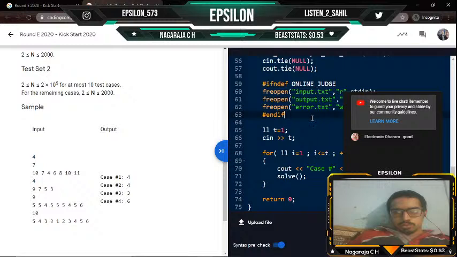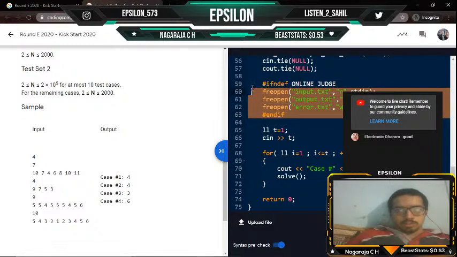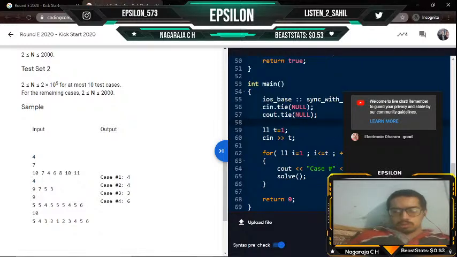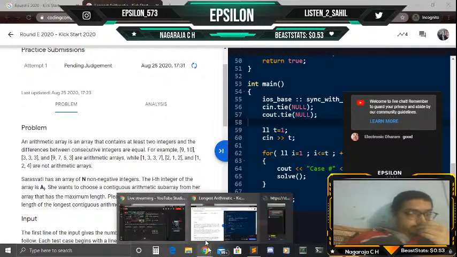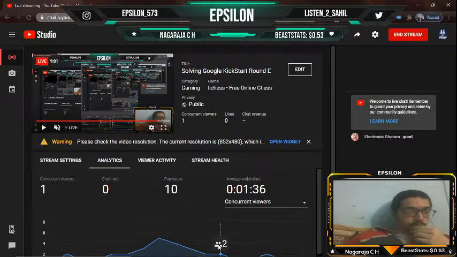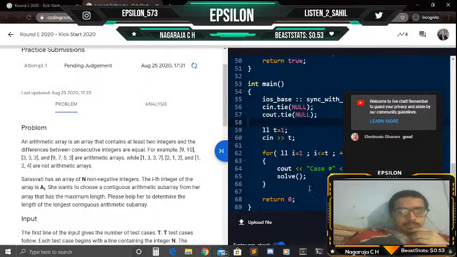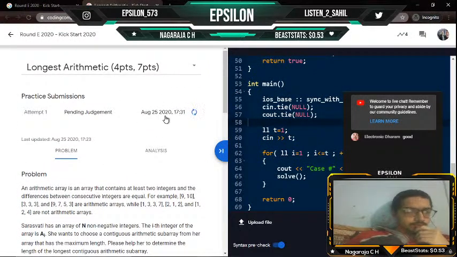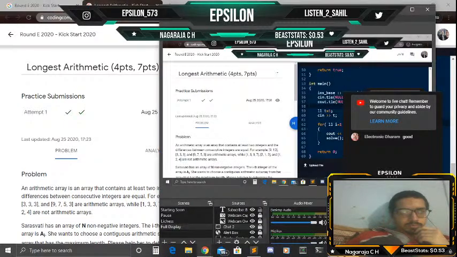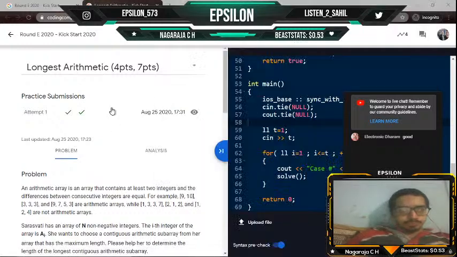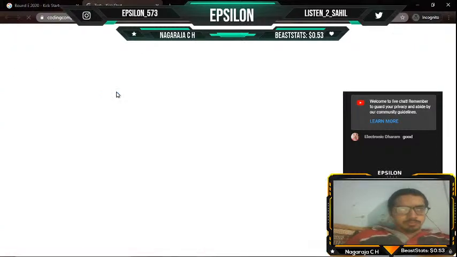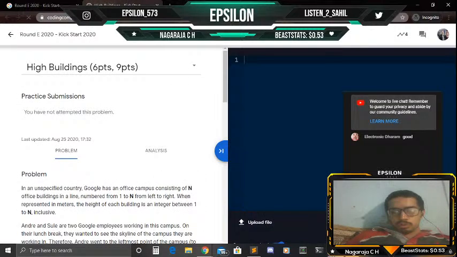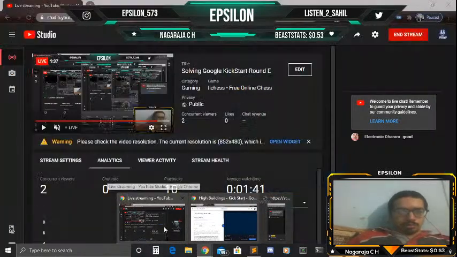Select C++, and also take out this because there is no flag on the Google online judge. Okay, so we pass the first one. Let's go to the second one. I will take like 10 to 15 minutes to solve a problem. If I'm not able to, I will see the tutorial and then upsolve it.